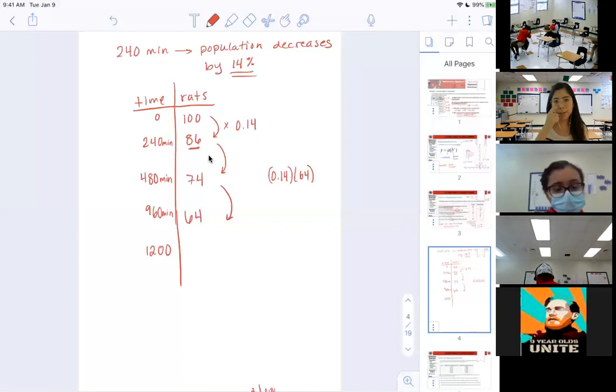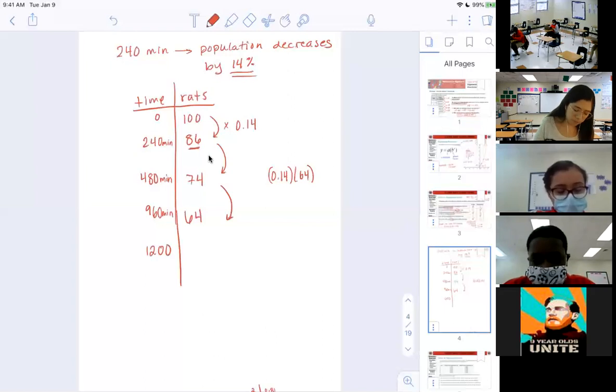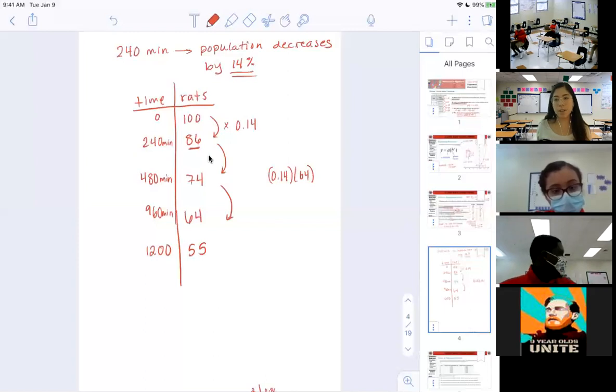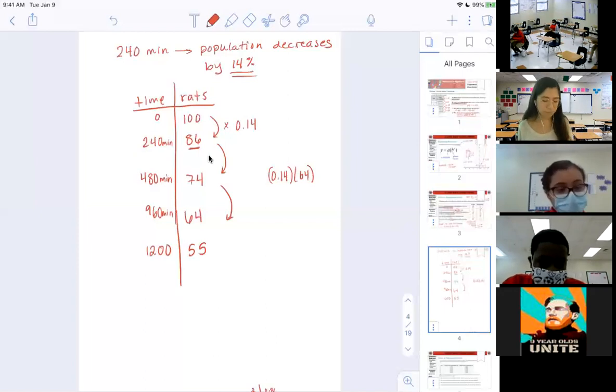But either way, what happens? 64 times 0.14? 8.96. So I'm taking away about 9. So 64 minus 9 is 55. So yeah, it's getting smaller and smaller, but it's not necessarily going to get all the way down to 0 that fast. Well, that's interesting.